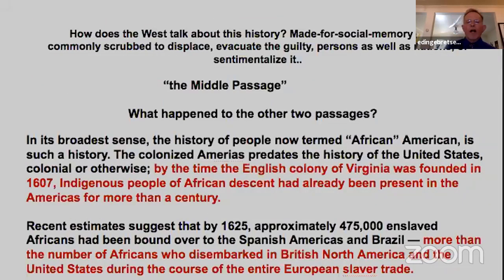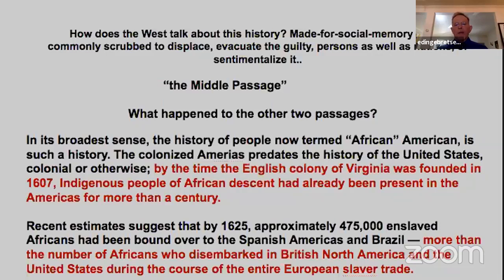So how does the West talk about this history? Made for social memory narratives, and I include most of our history books. I did a recent thing on Washington, D.C., and it's astonishing what is not said in our history books. But made for social memory narratives, like museums, commonly scrubs to displace and evacuate the guilty persons as well as nations, or to sentimentalize it.